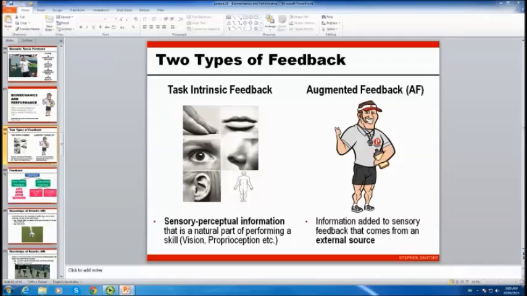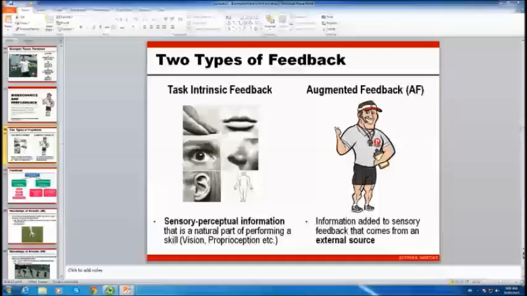Task intrinsic feedback is what you receive from your senses. So you can see things, hear things, taste, touch, smell, proprioception. All these things are task intrinsic feedback. It's the feedback you give to yourself. What we're more concerned about is the one on the right, augmented feedback. Augmented feedback means that you couldn't have done it without assistance of some sort. That assistance is anything that assists you.